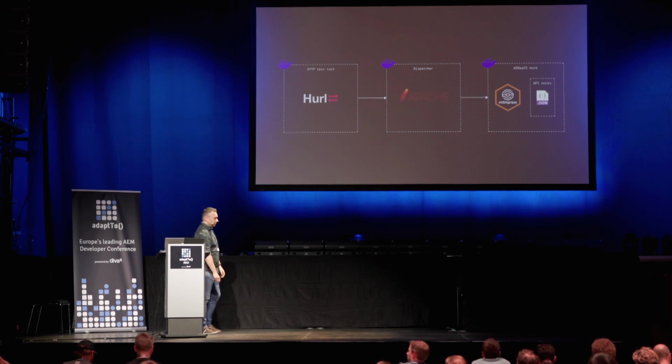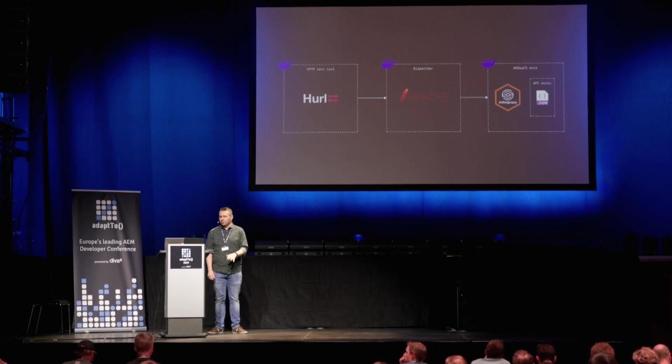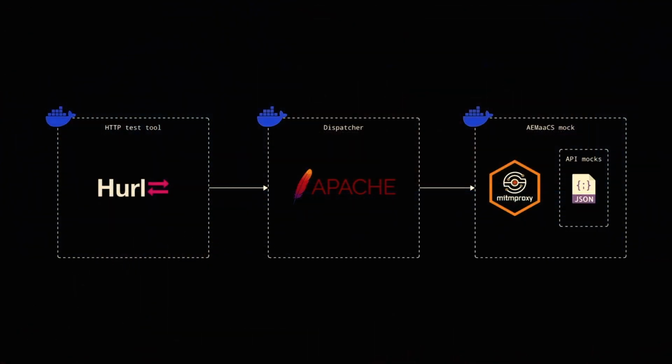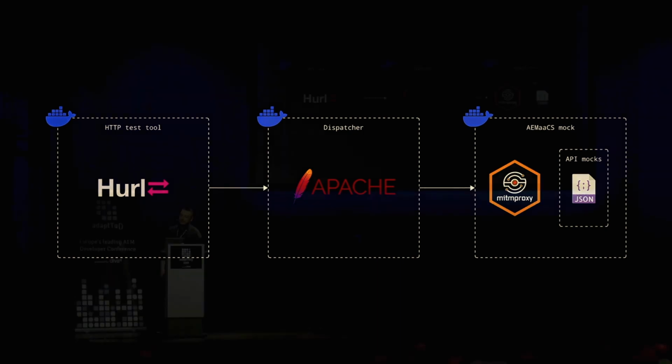So after a bit of research, I decided on this. Of course, there are a million tools on the market. What to do, how to do it, it's totally up to you, but I find that this is something that really fits here. So first of all, on the left-hand side, you can see Hurl. I'm going to explain what it is in a second. That's our testing tool. In the middle, you have dispatcher, and on the right-hand side, there's a man-in-the-middle proxy, yet another tool that is essentially an AEM mock, an AEM publish mock in this case, and it serves a bunch of JSON.